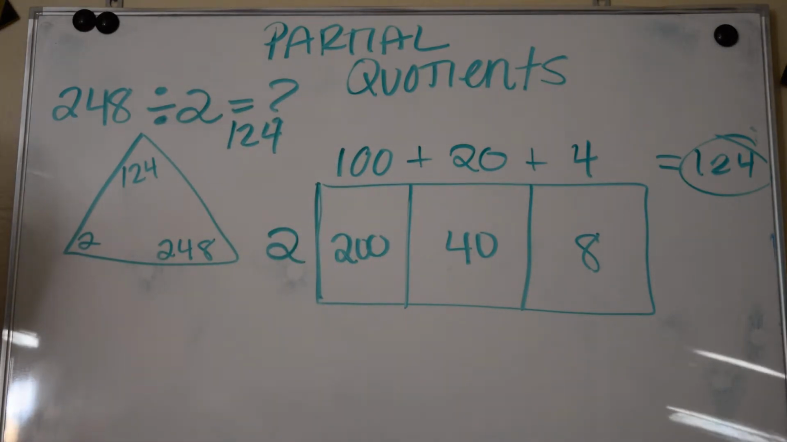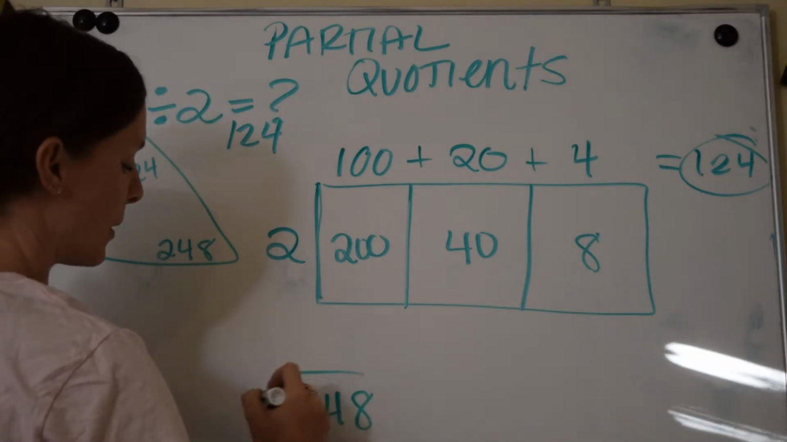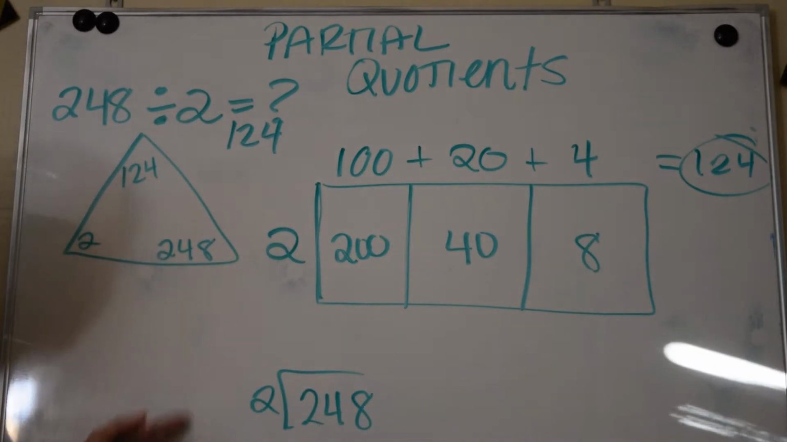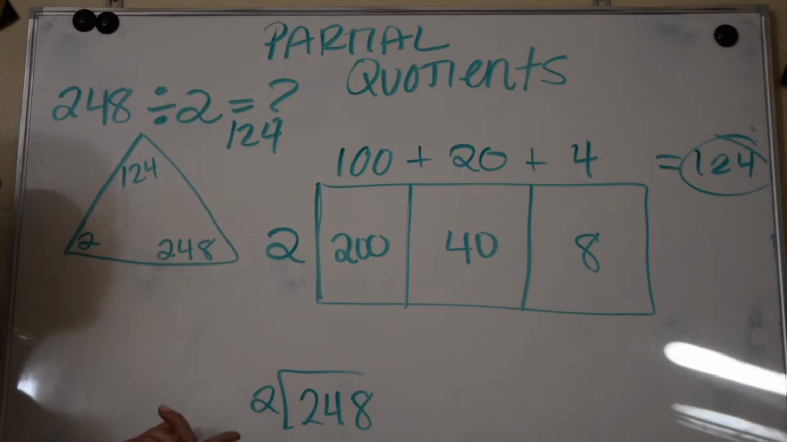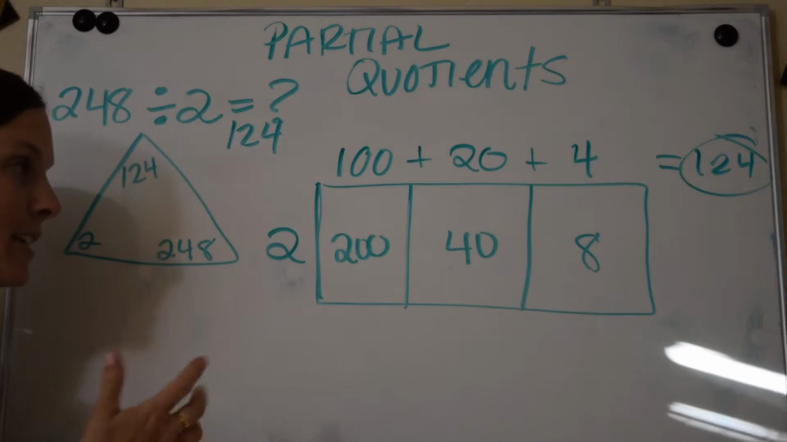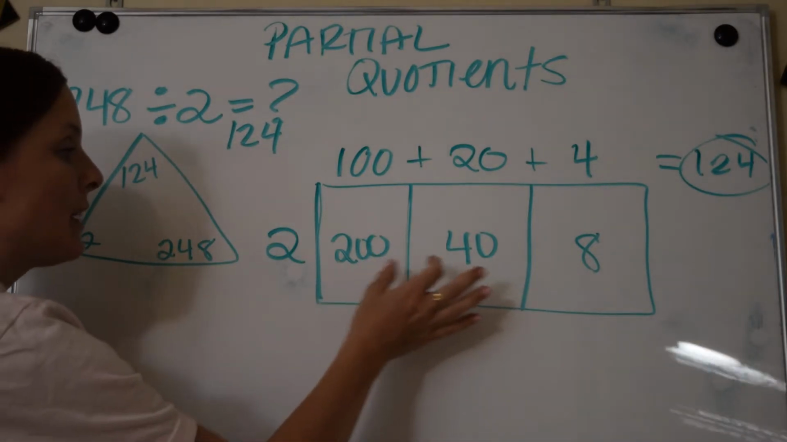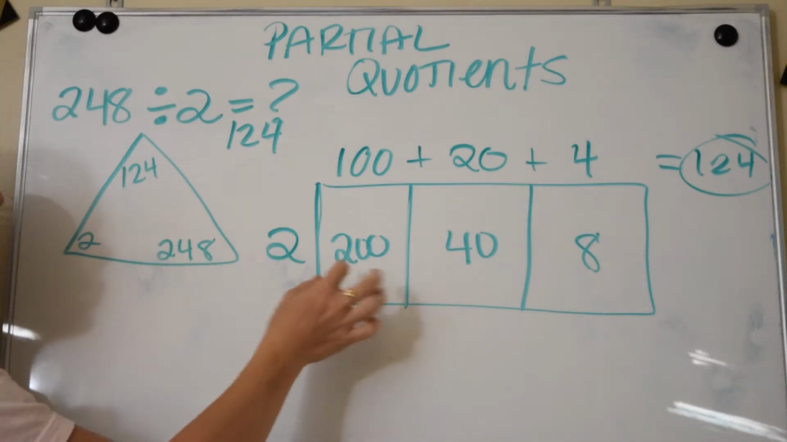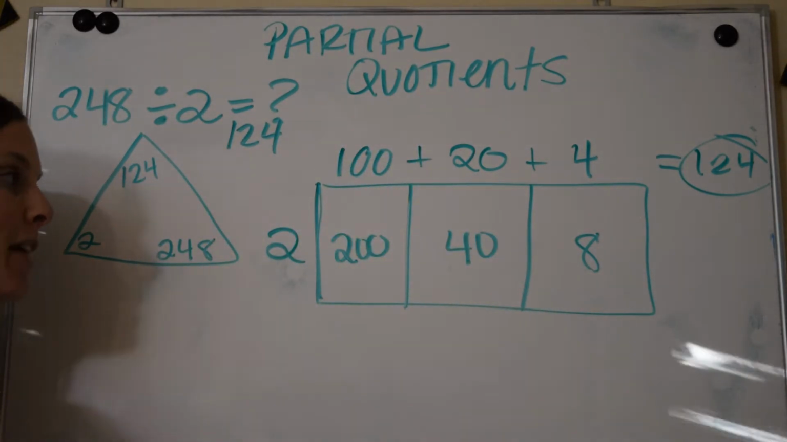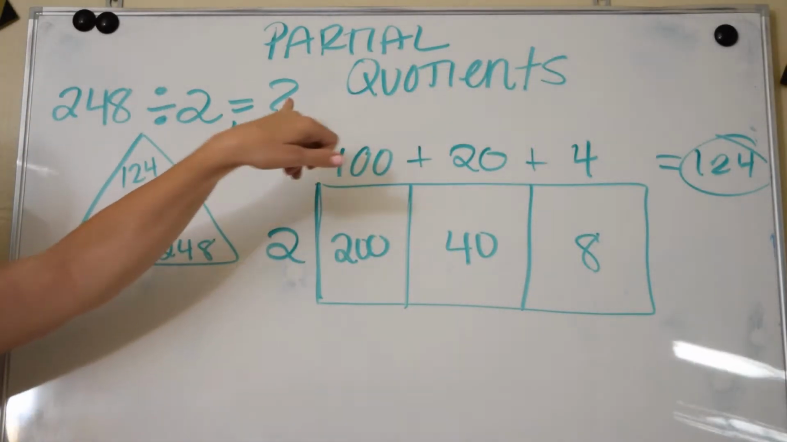See how much easier that was? As opposed to going like this, 248 divided by 2, and then remember your steps. We still would come out with 124 as our answer, but this is just an additional way. I think it's much easier. What it does is it breaks down your dividend into easier fact families to divide in order to find the answer to your problem, okay?